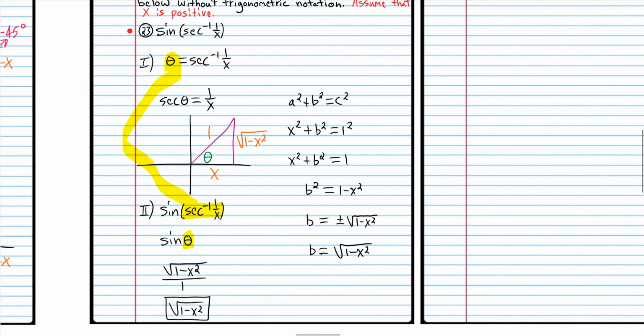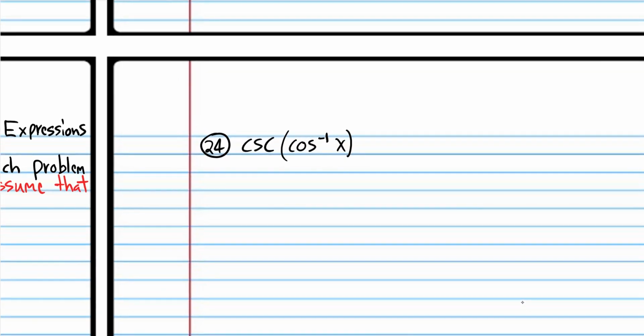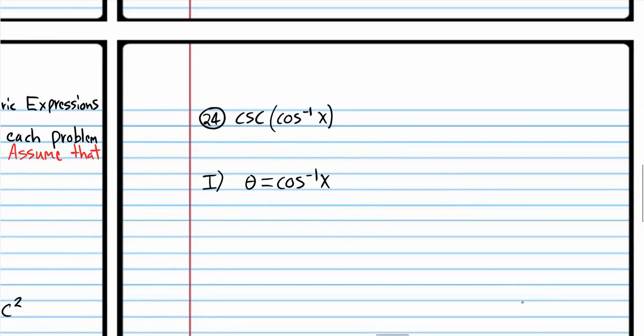Again, this is assuming that x is positive. If it were not positive, we'd have some other issues we'd have to deal with. So let's try another problem. Remember, start by analyzing the inside part of the expression. So we're going to set that inside part equal to theta as we normally do. And if that's true, then by definition cosine theta must be equal to x.